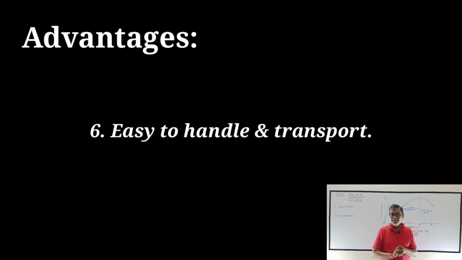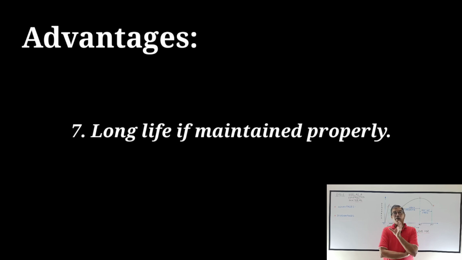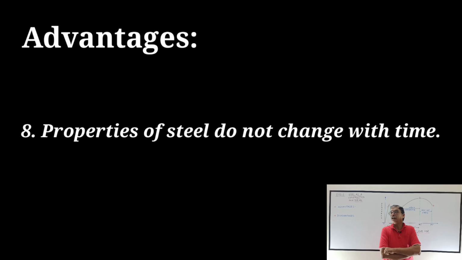Number 6 is, as they are lighter, they are easy to handle and transport. Number 7, long life. If they are properly maintained, steel structures have a long life. Number 8, properties of steel do not change with time. Steel is a factory product which is manufactured under better control. So its properties are reliable. At the same time, they do not change with time.